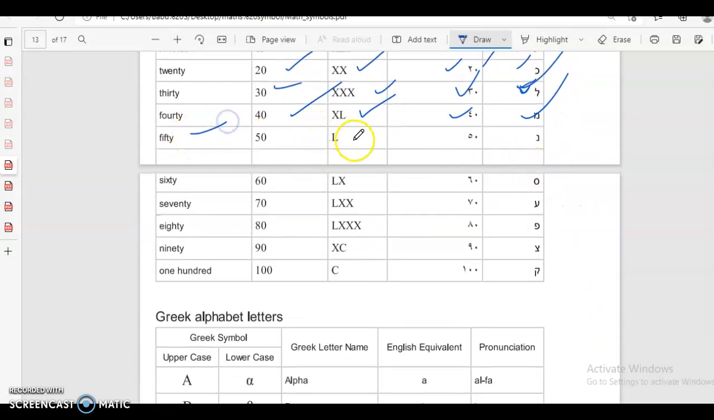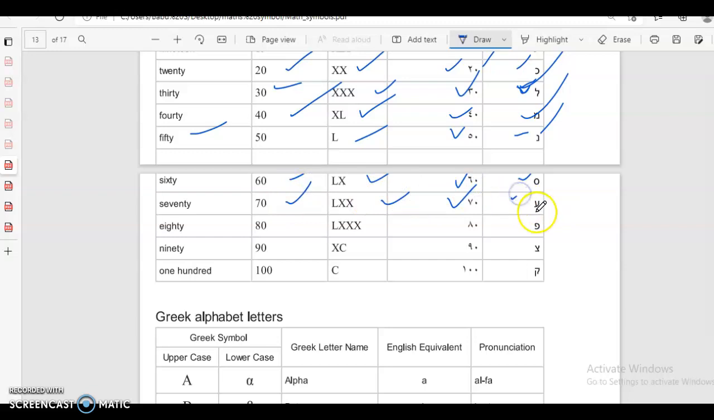Then 50, only L will come. The logic is the same in Arabic. Like a square bracket with a closed portion. Yeah, like that. See, LX. So the same logic in Arabic. Here a 0 or O, you can say. And then 70 is LXX, the same in Arabic.